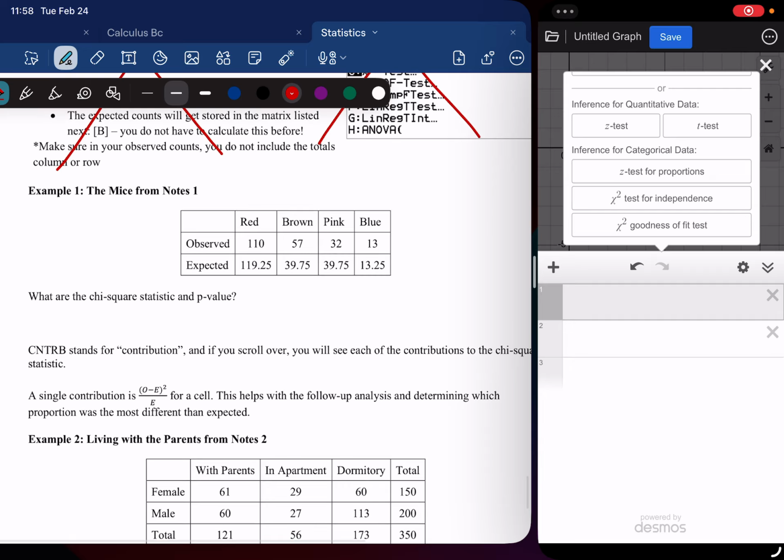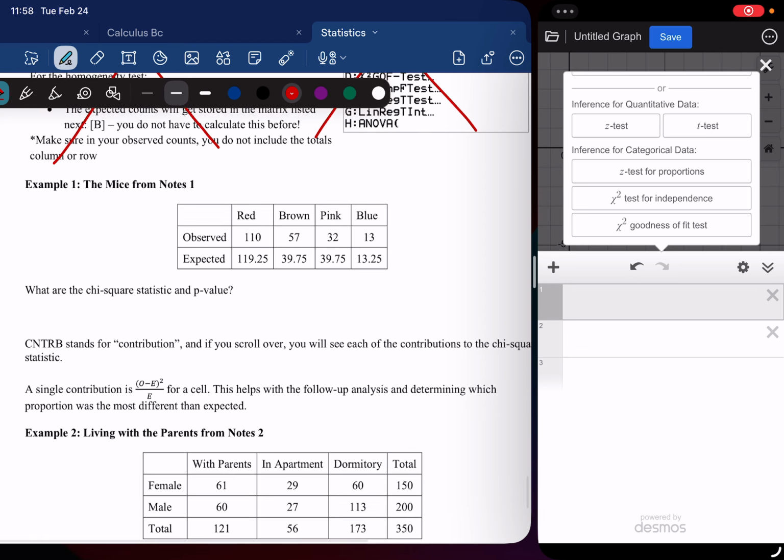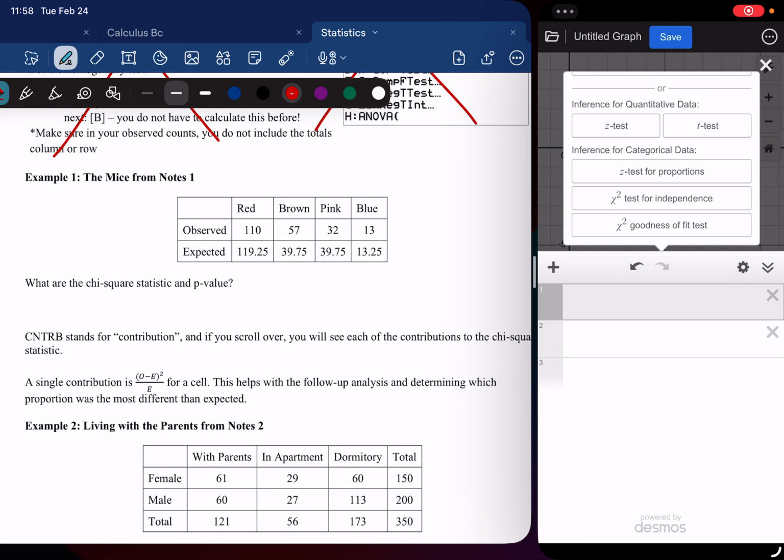Okay, so let's look at example 1. You'll notice that these first couple examples are from the notes, so we've already done these problems. It's just showing you the difference between the two tests. Example 1 says the mice from notes 1. Remember that problem talked about the different eye color for the mice. It had observed values and expected values. It says, what are the chi-squared statistic and p-value?